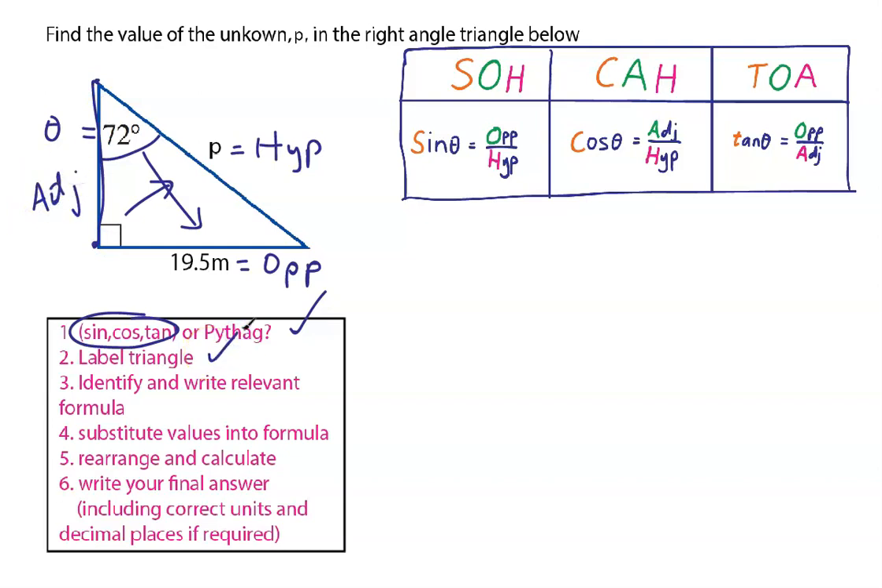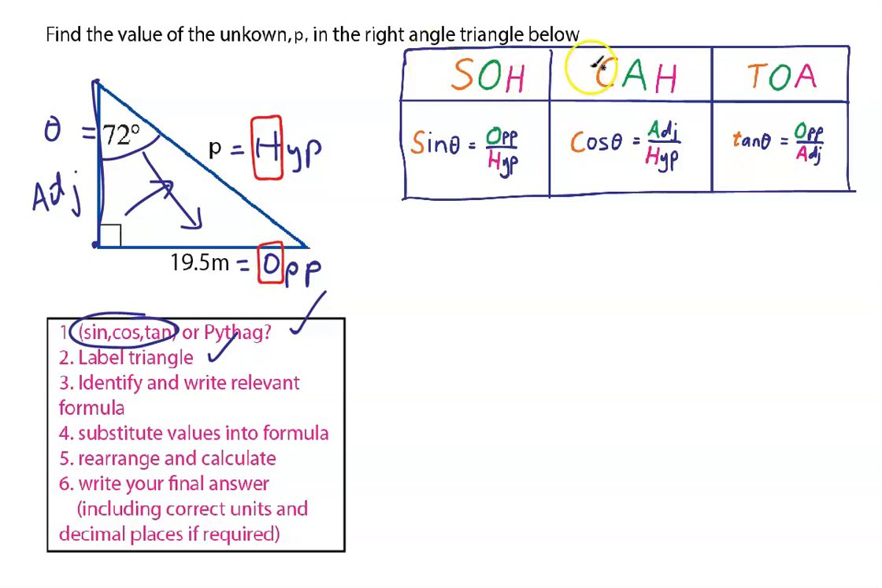Okay, identify and write the relevant formula. So looking at our triangle, what do we use? Do we use sine, do we use cos, or do we use tan? I've been asked to find the hypotenuse, and so that's important to me. I've been given the opposite side, and so that's important to me.